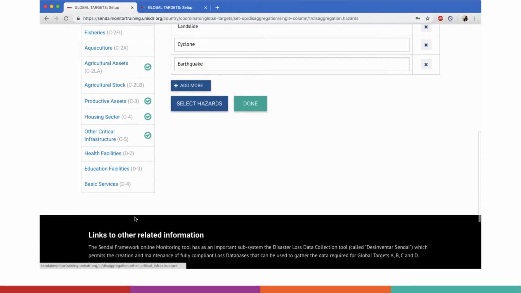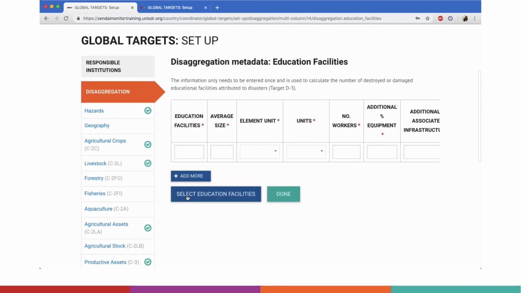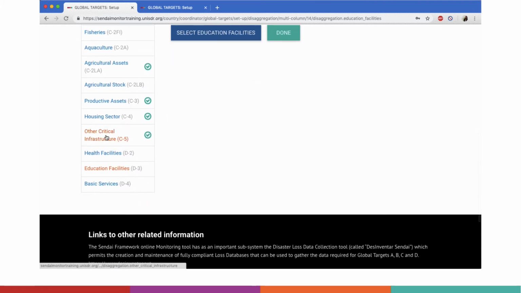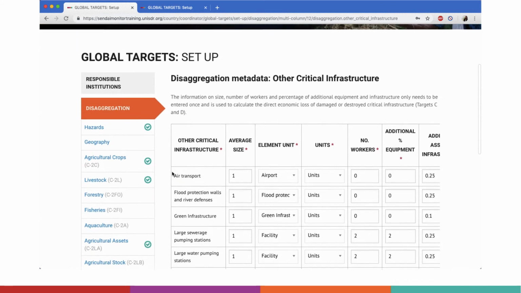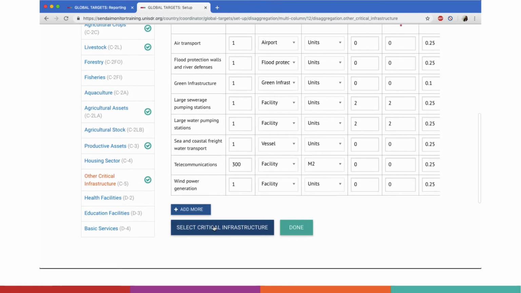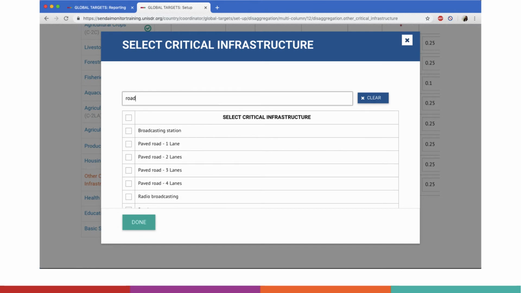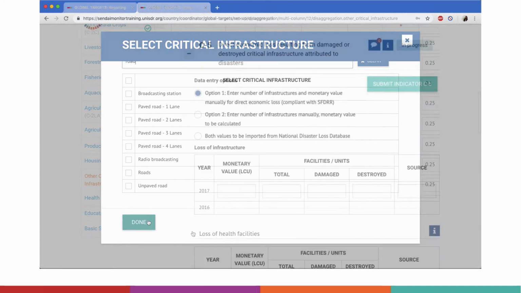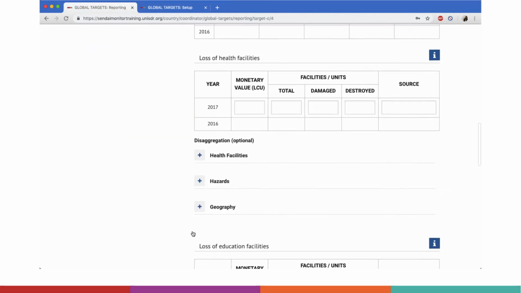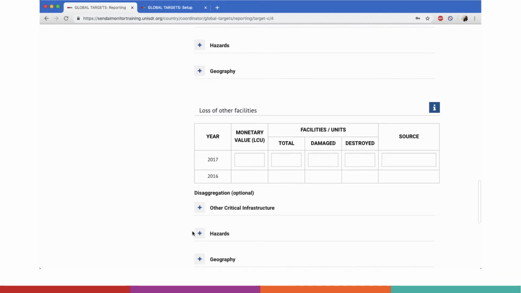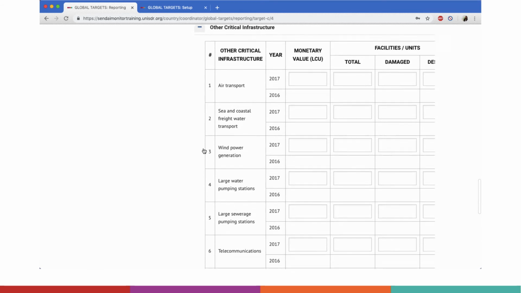For health and education facilities, the disaggregation will be under D2 and D3, as the same disaggregation is used for Target D. Continue to describe disaggregation for other critical infrastructure here. You can choose to disaggregate by criteria like size of the infrastructure or other characteristics. For example, roads can be disaggregated by whether they are paved or the number of lanes. Once the disaggregation is set up, the categories will show for health facilities, education facilities, and other critical infrastructure.